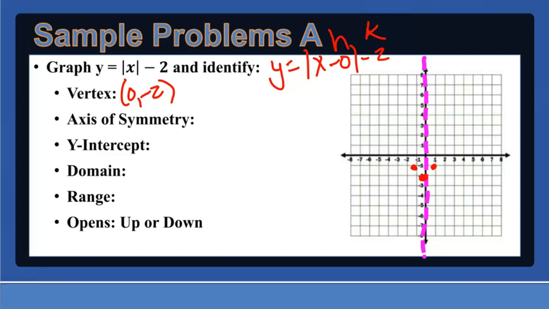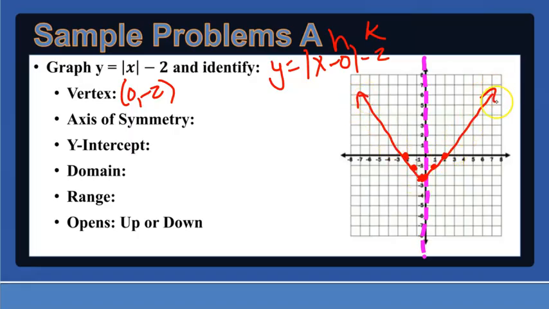Or you can put -1 in for x. The absolute value of -1 is 1. 1 minus 2 is -1. If I put 2 in there, the absolute value of 2 is 2. 2 minus 2 is 0. So I would have a point at (2, 0). That means over here would be (-2, 0). So now I have everything I need, and I can just draw my line here.